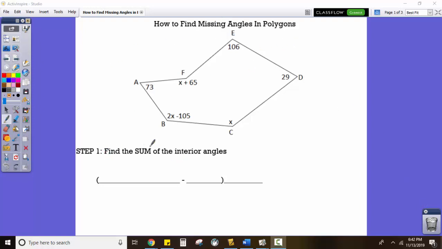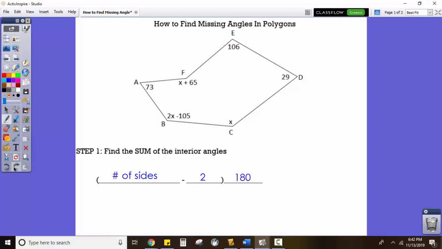Step 1, this is what you always have to do first for any polygon. It's find the sum, the total that is supposed to be in this polygon. The way we do that, go ahead and start writing this down. First, we count the number of sides. Then we subtract 2. And lastly, we multiply by 180 degrees.